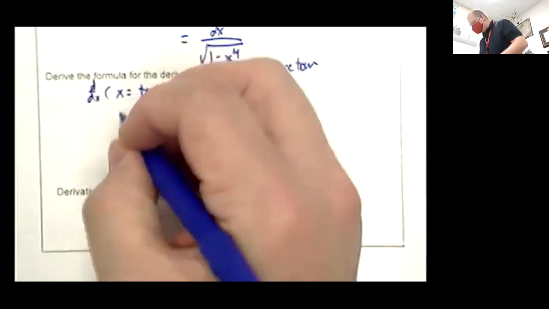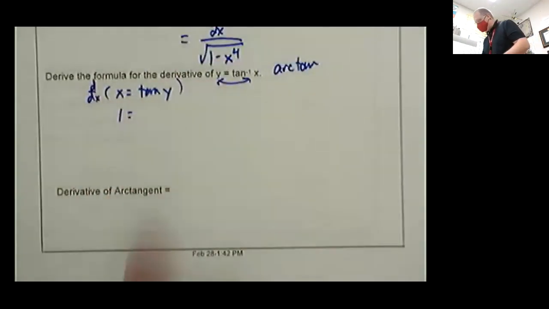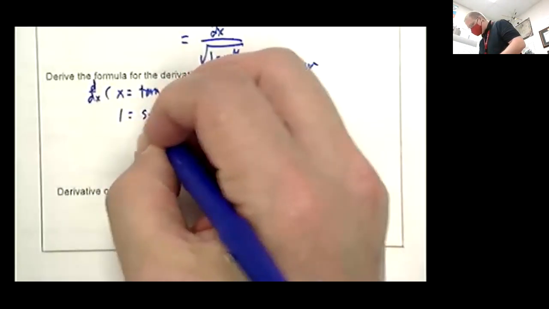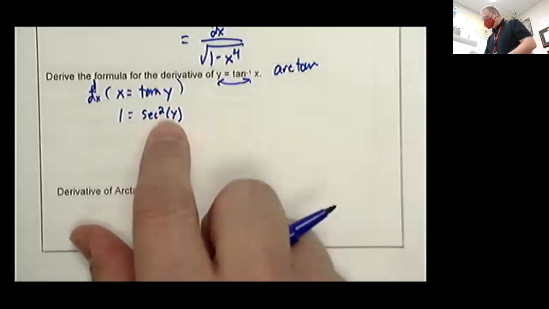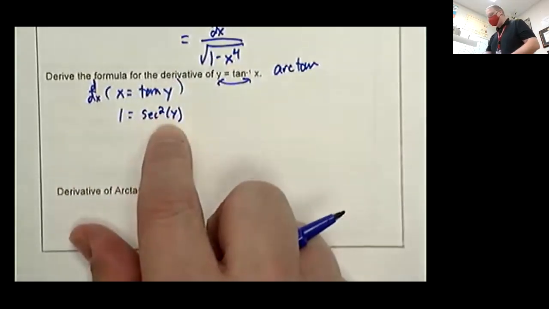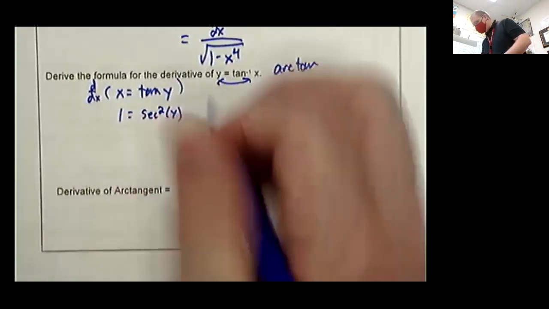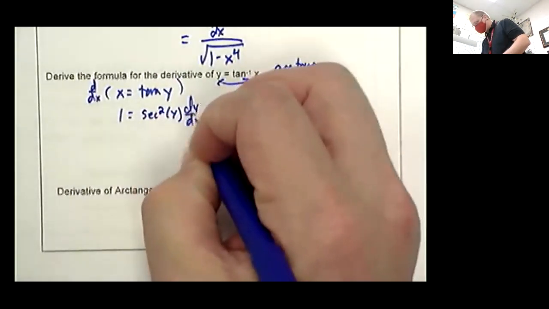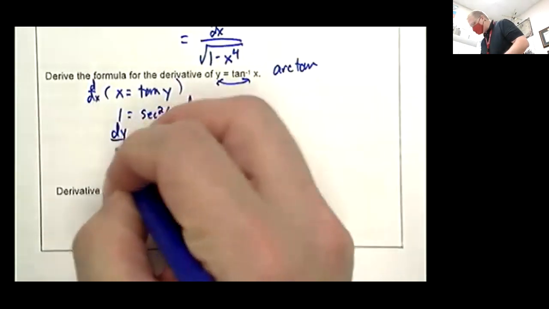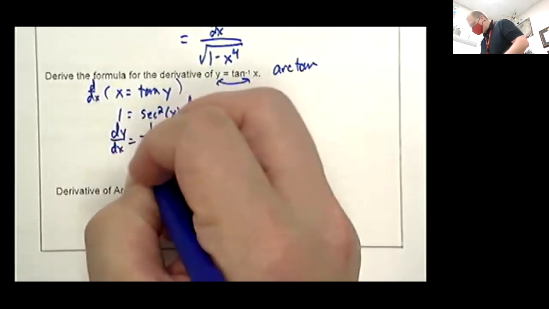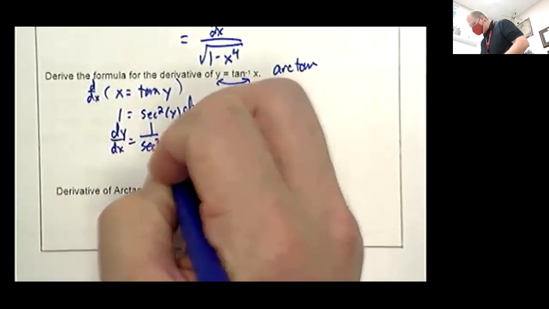So the derivative of x is 1 again. The derivative of tangent, recall, is secant squared of y. And then because we took a derivative of y, we have to take the derivative of the argument, which is 1. But because it's a y, again, we need a dy dx. We're going to solve for dy dx again. And that gives us 1 over secant squared of y.